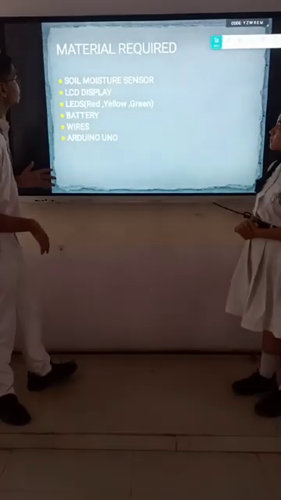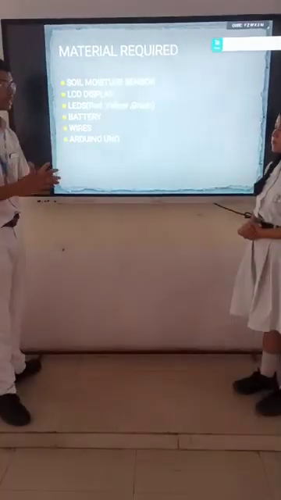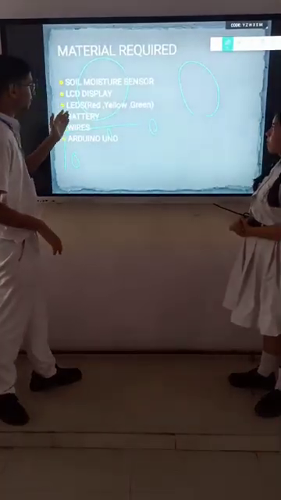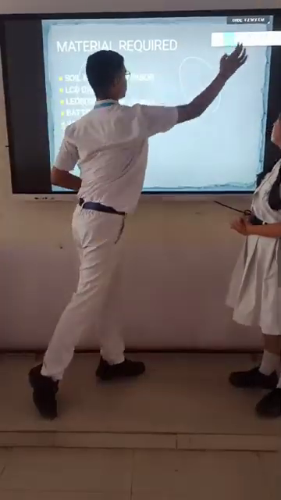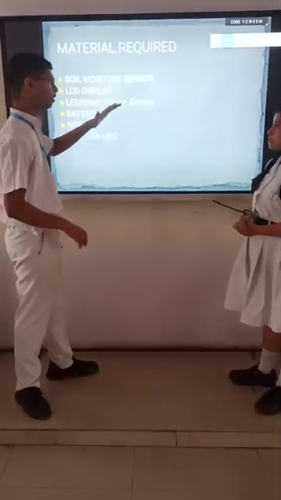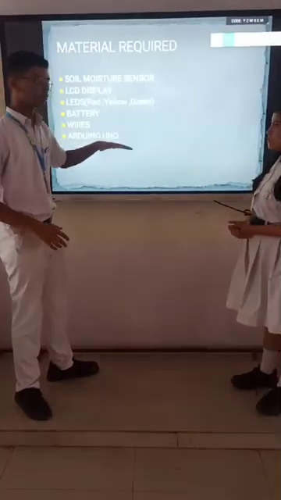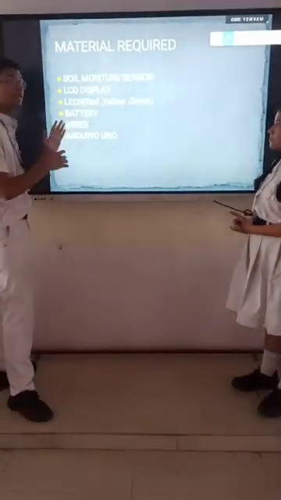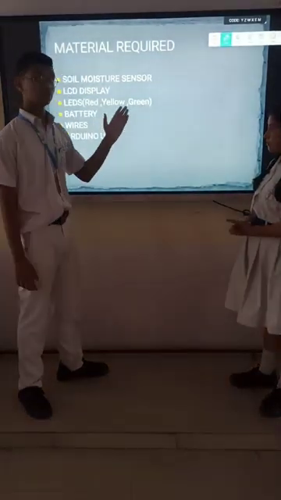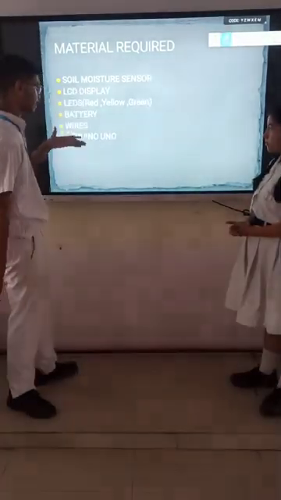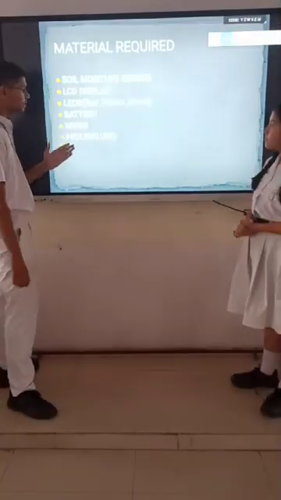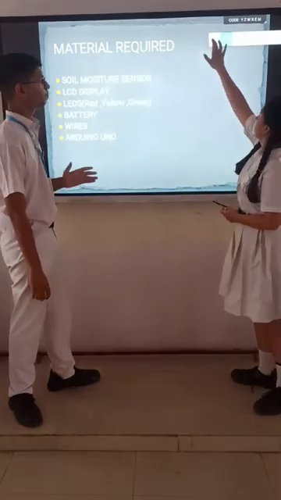So the materials required for this project are a soil moisture sensor, then an LCD display, and then LEDs which are red, yellow and green, which indicate the levels of water. Then the battery will be recharged from the solar panels, from the project which we have discussed earlier. Then wires and Arduino Uno will also be used.